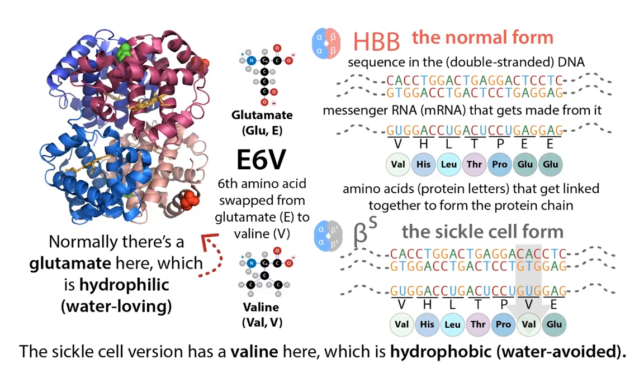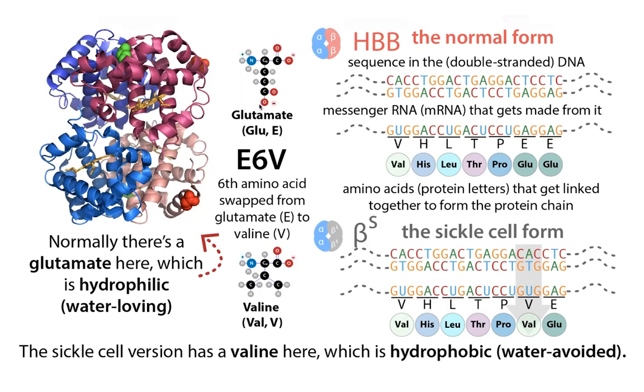So in normal hemoglobin, there's a position on the beta chain that has a glutamate. Remember, glutamate is one of our acidic amino acids. It's got this negative charge. It's really hydrophilic. It likes to hang out with the water, and the water likes to hang out with it.